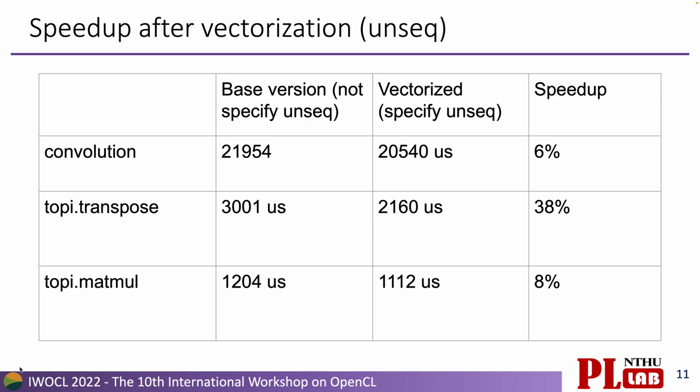Here's the speedup after vectorization. We can see a high of 38% speedup and a low of 6% speedup. The base version is the std::for_each_n without the unseq execution policy. And the vectorized version means we specify unseq as the first argument.